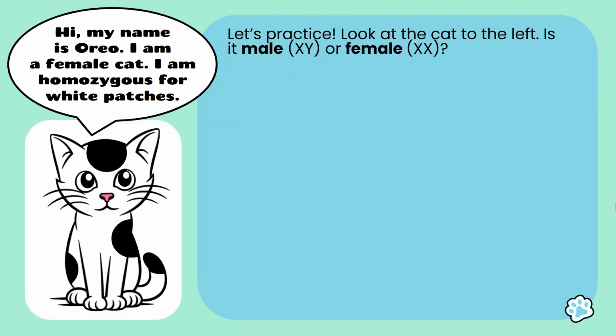Let's practice. Look at the cat to the left. Is it male, XY, or female, XX? The cat's saying, "Hi, my name is Oreo. I am a female cat. I am homozygous for white patches." So the cat is telling us that it is a female, and that would mean that her two sex chromosomes are XX.